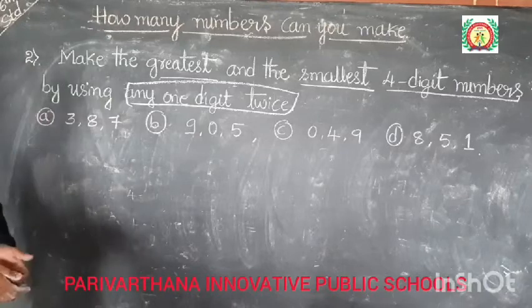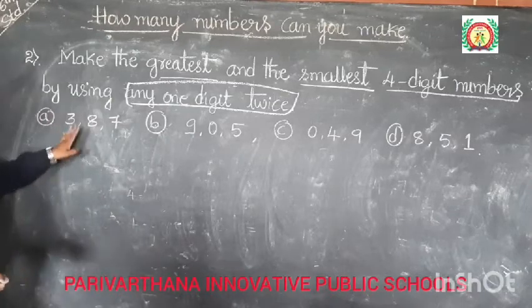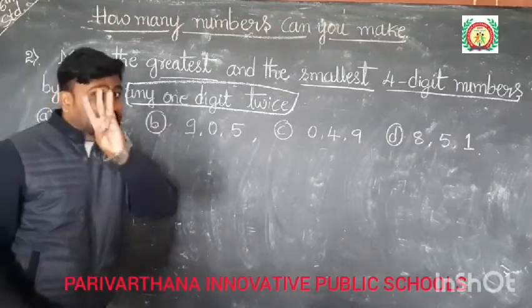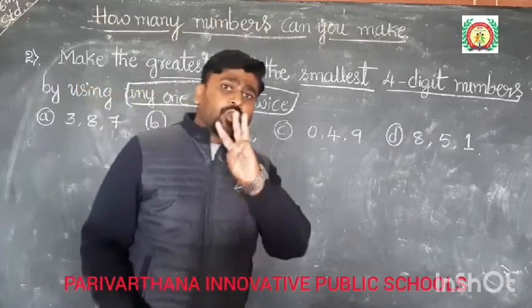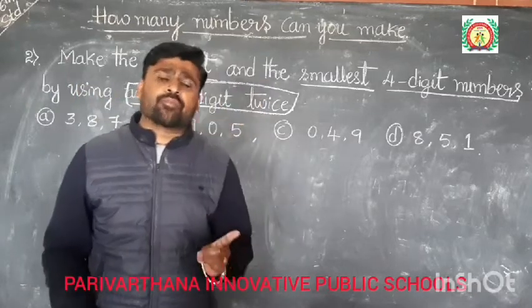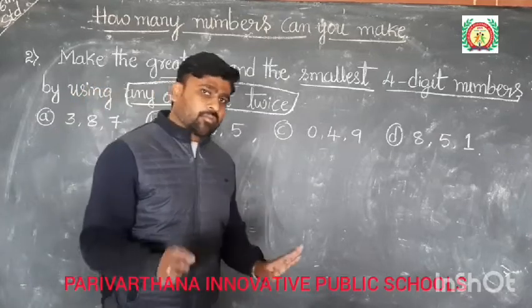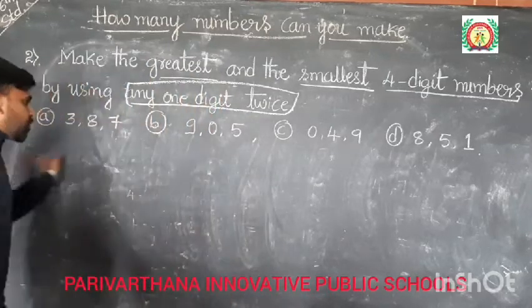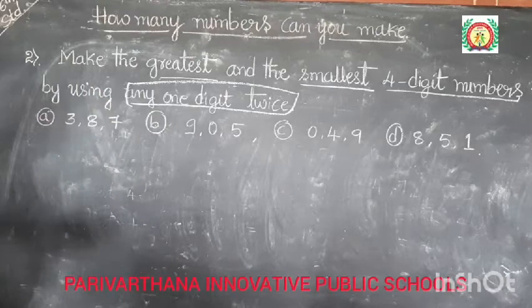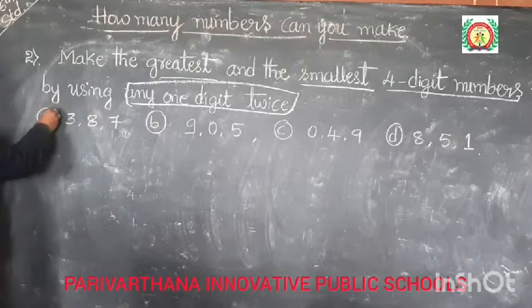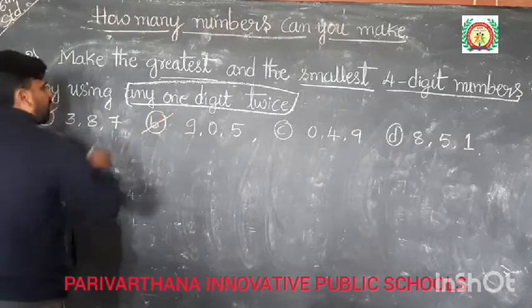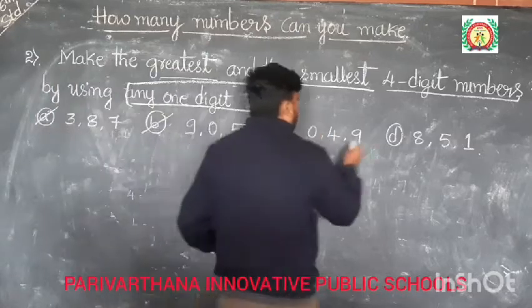That means in this problem they have given only 3 digits. One digit you have to use one more time. That means it becomes a total of 4 digit number. Clear? Again, this one also gives 4 problems. I will show 2 problems, the first and second, C and D problems.